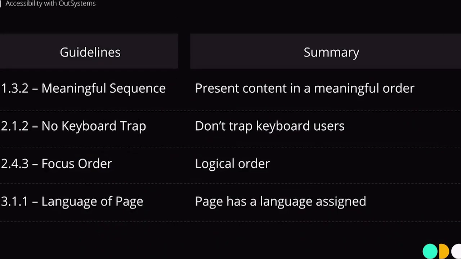So these are just a few examples of guidelines. In most guidelines, we have the name and the summary, and sometimes the summary doesn't tell us anything. For example, the focus order. They say that we need to make a logical order, but how can we make it? So we need to go deeper, understand the guideline better, and implement it.